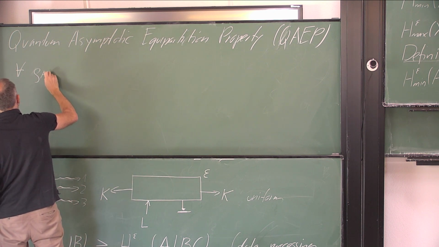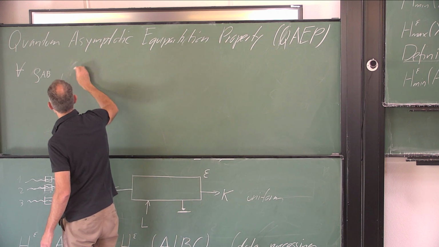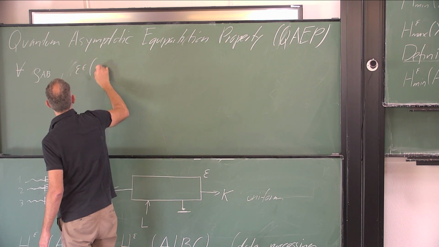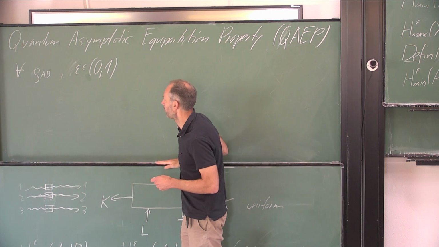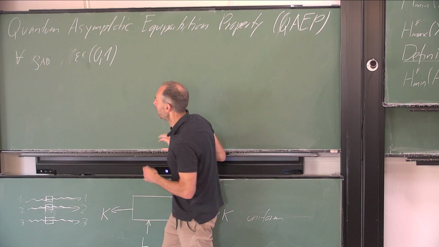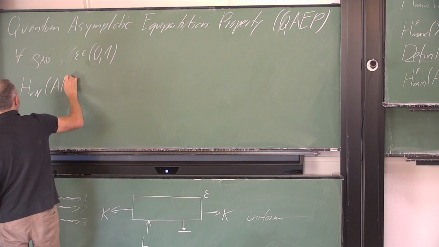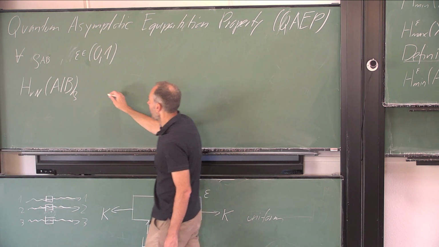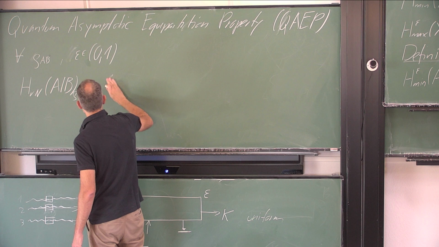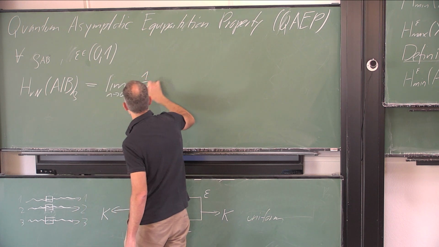So let's suppose you have some state rho AB, and you have some epsilon, which is neither 0 nor 1. It's just what is sometimes called the smoothing parameter. Then the following is true: the von Neumann entropy, whose definition I will not write down, which Norbert defines, evaluated for that given state, can be seen as an asymptotic limit. So you take the limit of m going to infinity of the mean entropy.